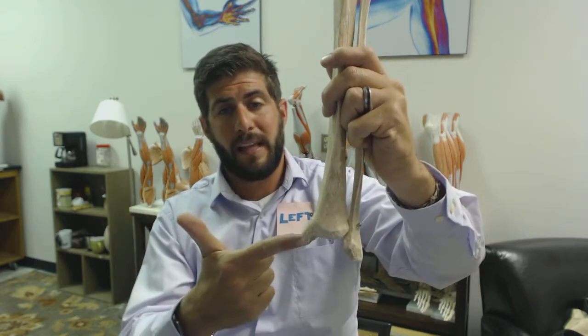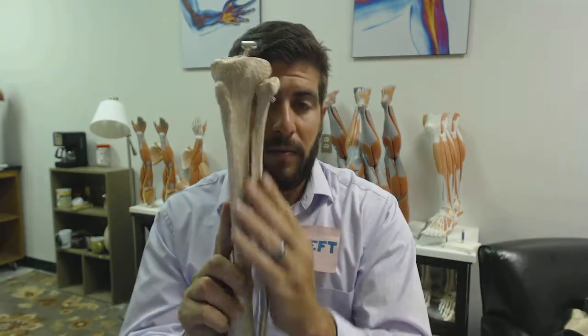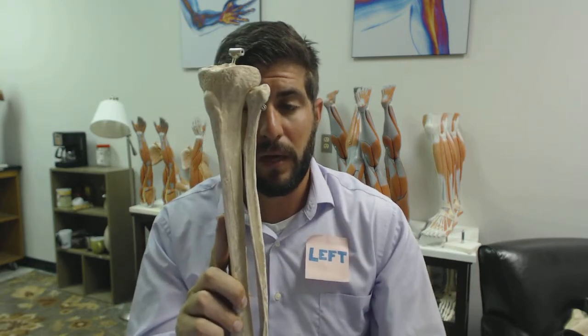So as you might guess, that faces medial, anterior crest faces anterior. So I know that this is a left tibia and fibula. And that makes this fibula lateral. It's the lateral bone in the lower leg.